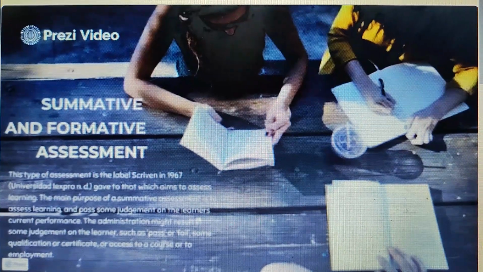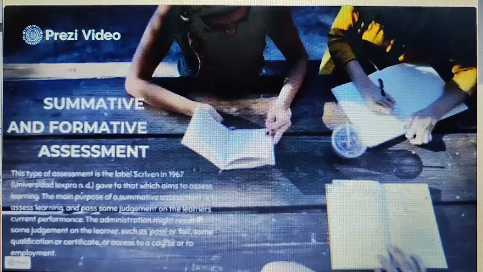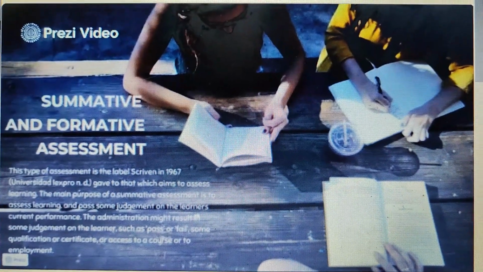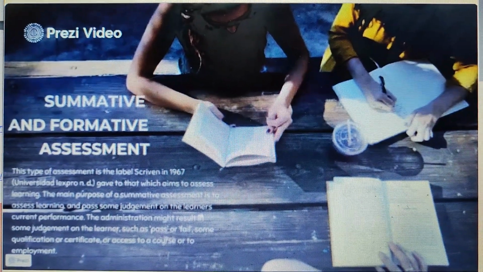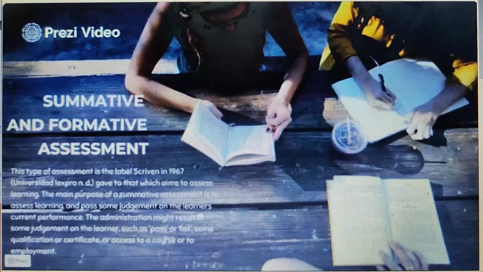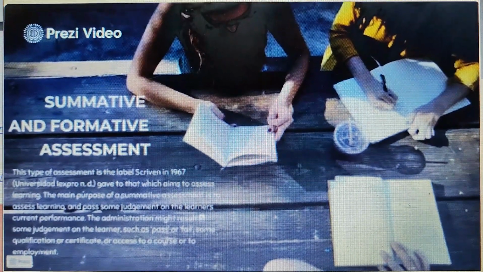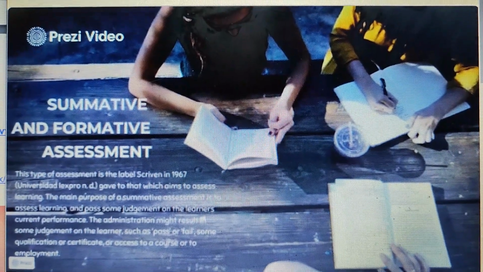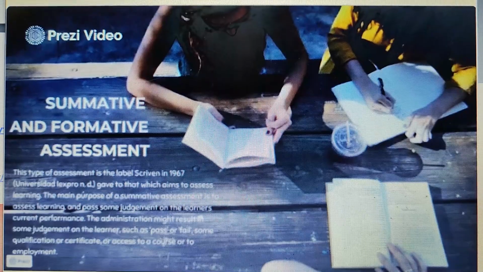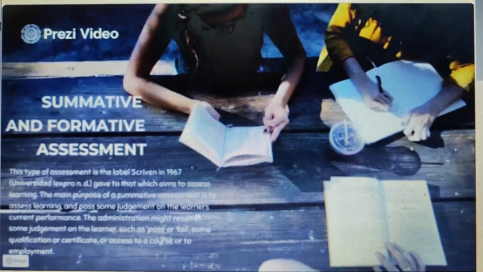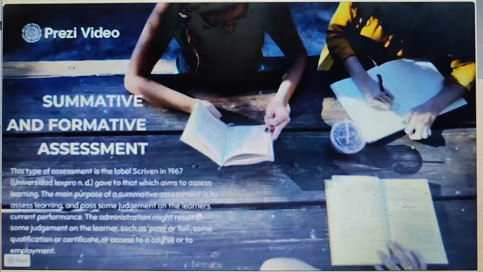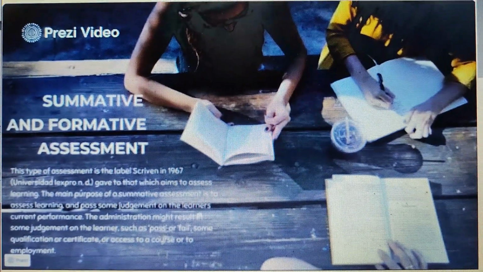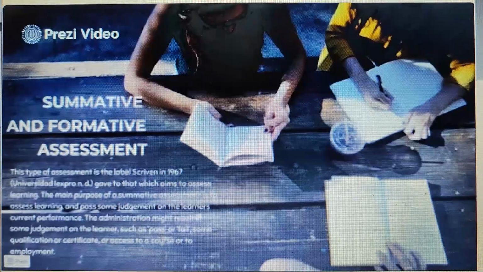Now here we have the summative and formative assessment. This type of assessment is the label Scriven in 1967 gave to that which aims to assess learning. The main purpose of a summative assessment is to assess learning and pass some judgment on the learner's current performance. So they know, okay, you have a 10, you have a 9, you have a 6. The administration might result in some judgment on the learner, such as pass or fail, some qualification or certificate, or access to a course or employment.